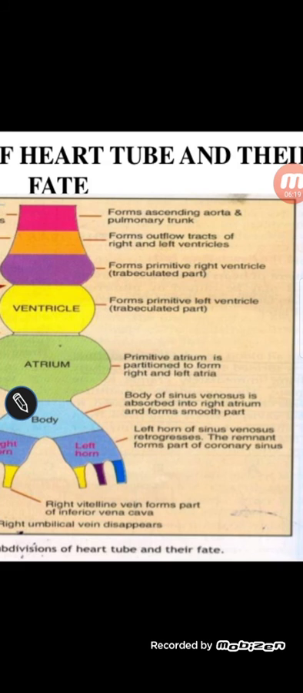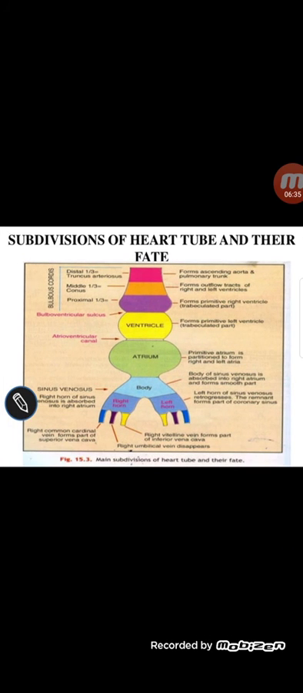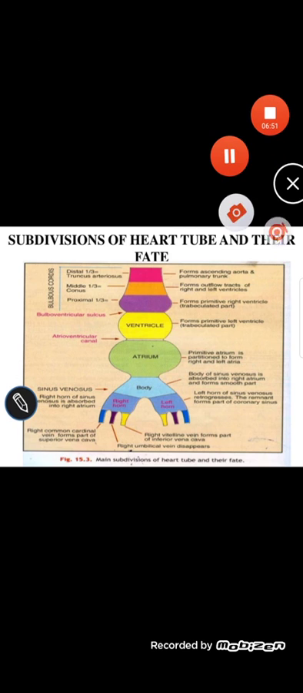In a way, you can say that the major portion of the right atrium is derived from the sinus venosus, whereas the major portion of the left atrium is derived from the primitive atrium. I hope that you have understood the anatomy of the heart by the very primordial structure, or the basic structure in its development, and in this way you can understand it. Thank you.